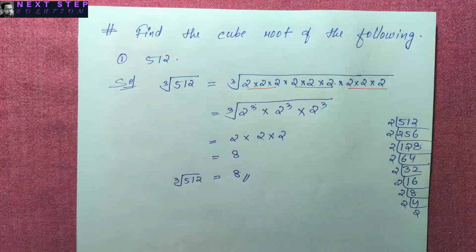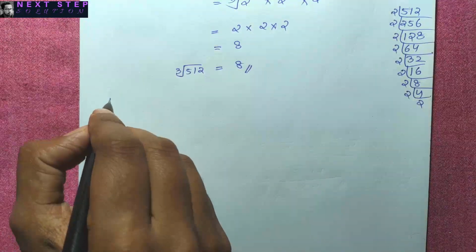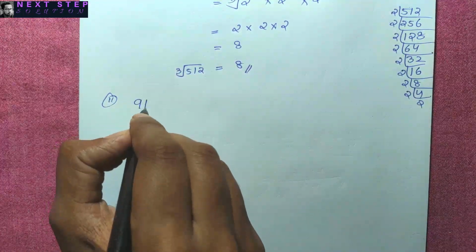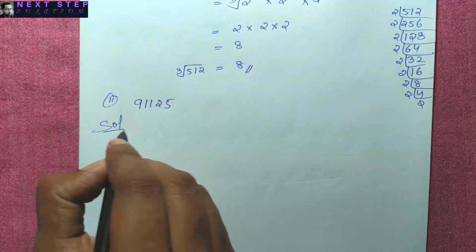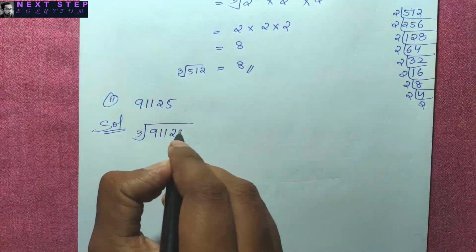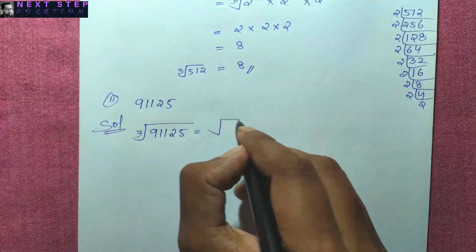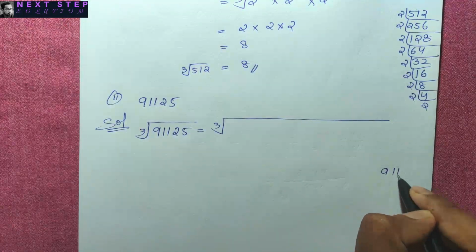This becomes the answer. Now let us see another question. Suppose it is 91125. This is also a perfect cube. You are asked to find out the cube root of this number. So cube root of 91125 is equal to cube root of, we need to factorize this 91125.